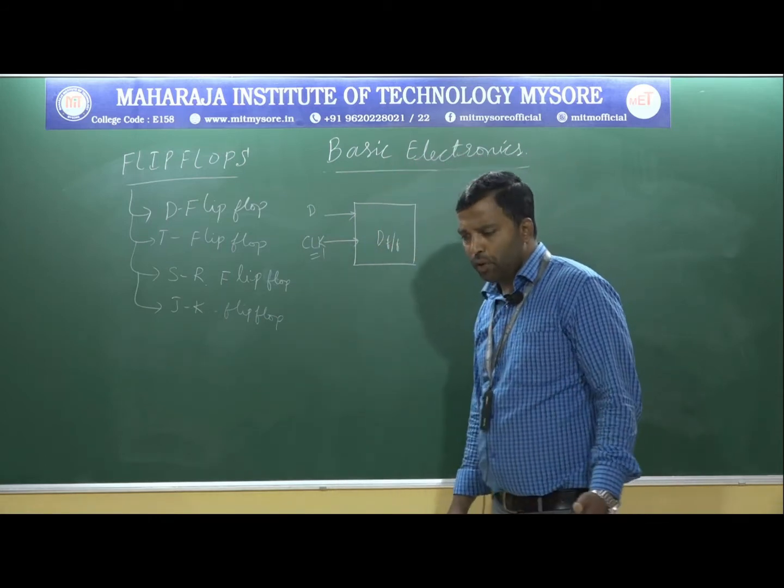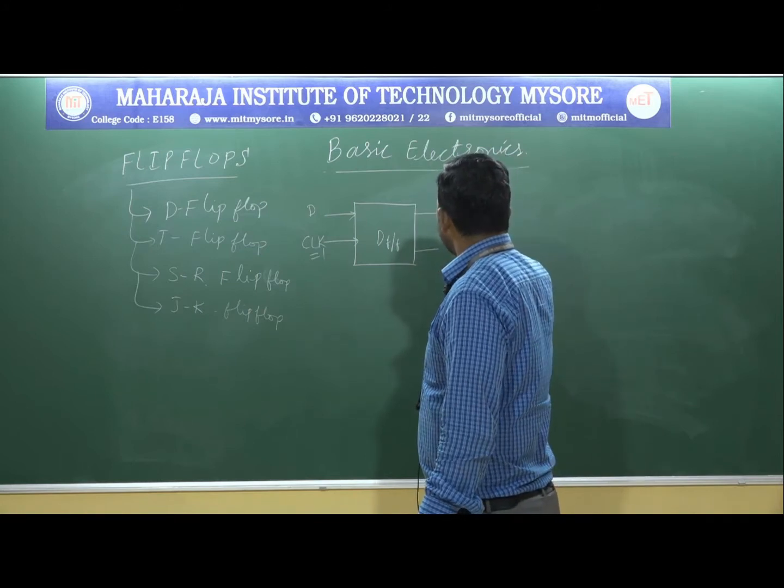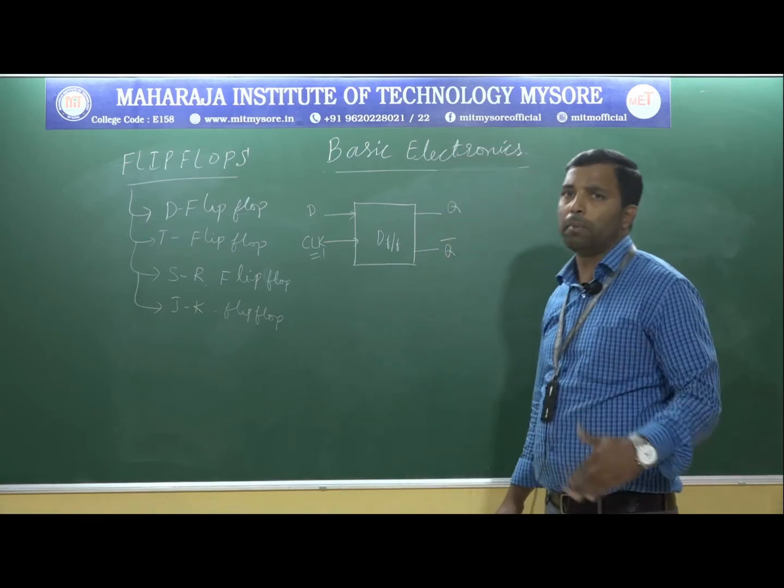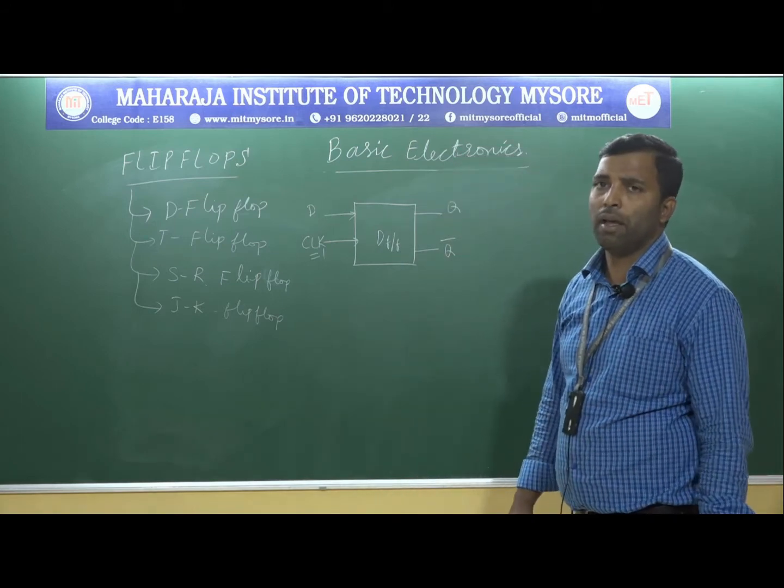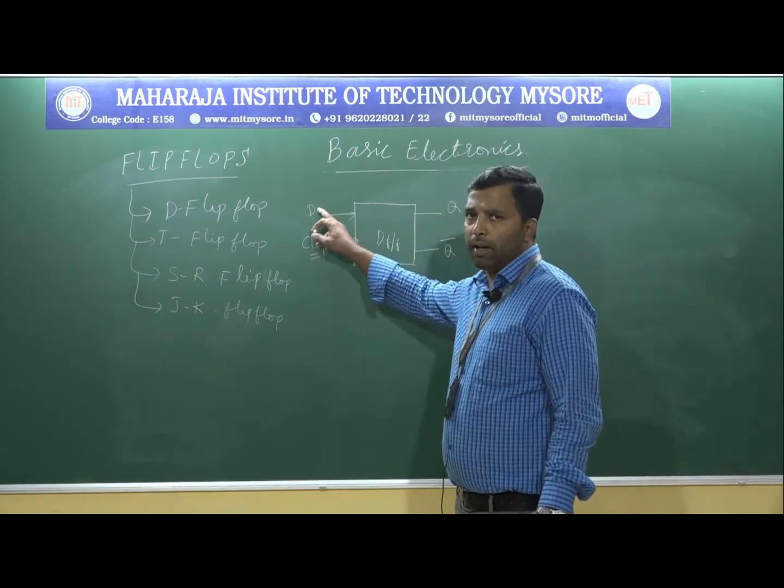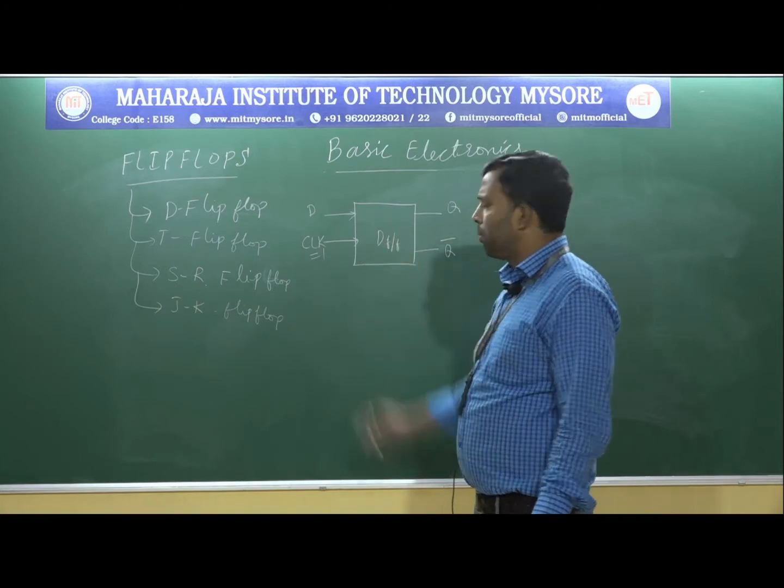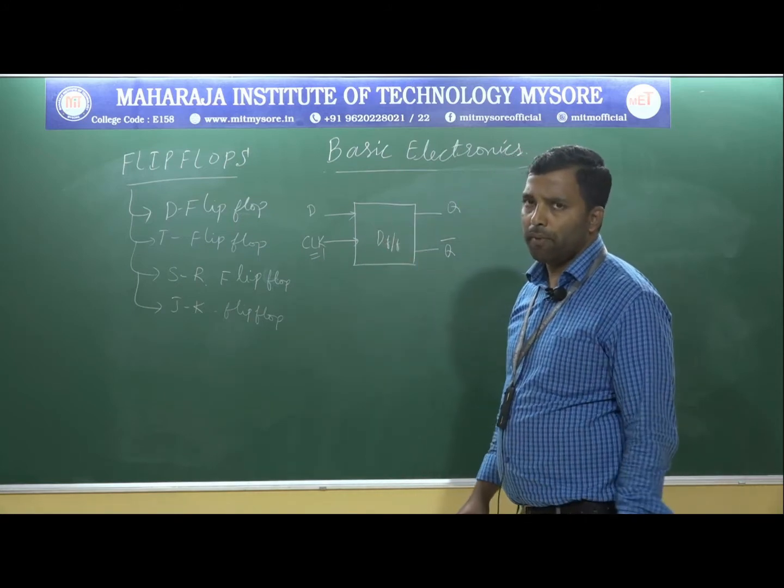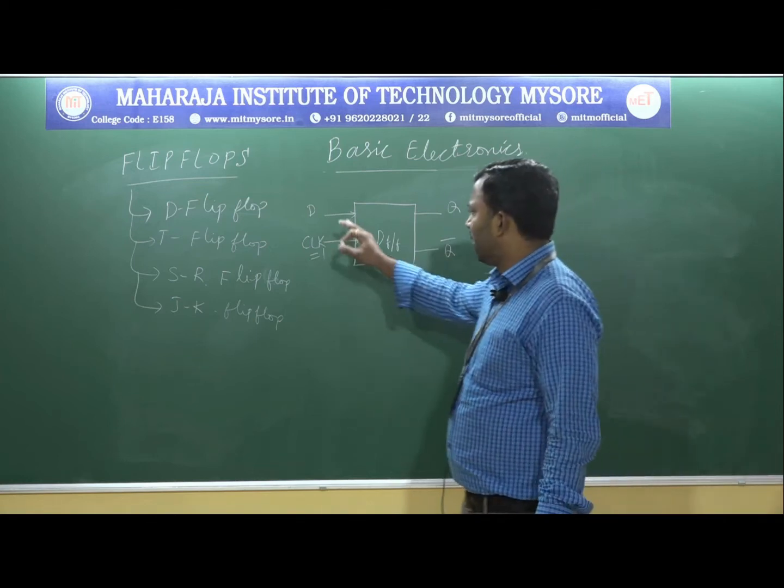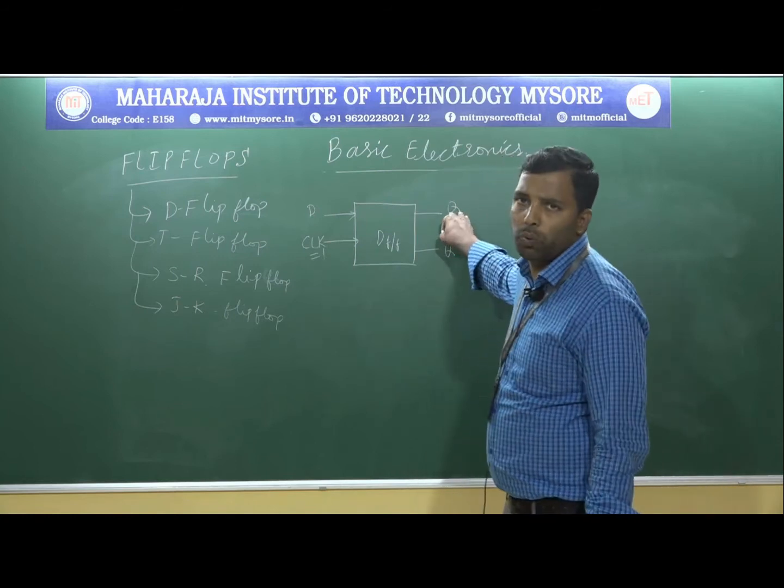Here there are 2 outputs for the flip-flop. One is Q and the other is Q bar, that is the complement of Q. So D is the data and the clock is always 1 for the operation. In this D flip-flop, there is only one input, that is D. Whatever data is present in D appears at the output Q.